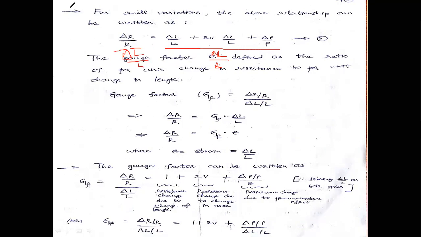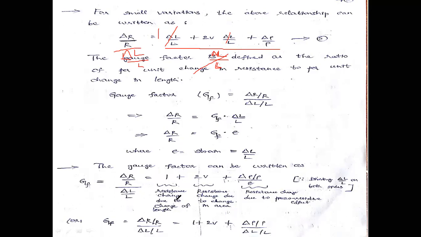Delta L by L on both sides, then the equation is going to be terms like this, that is GF. This is gauge factor. GF is equal to delta R by R by delta L by L, that is equal to delta L by L, that means it is going to be 1 plus, and it is also going to be cancelled, that is plus 1 plus 2V plus delta rho by rho by epsilon. Delta L by L is epsilon, that is the term I have written here.